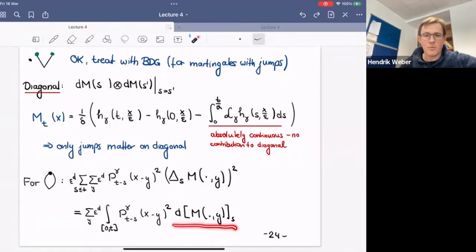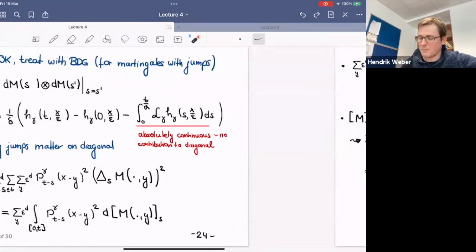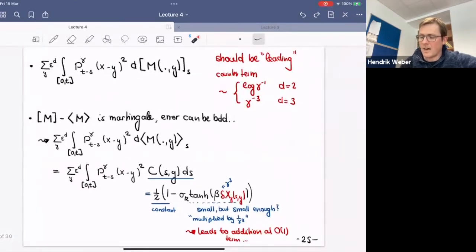But this time, one has to be a bit careful. This is not the predictable quadratic variation. This is, if you want, the usual quadratic variation, the one with these brackets and not the one with these brackets. I'm just showing you one of these things we had to fight against. This thing should now be our leading counterterm. So this should be exactly this log gamma inverse divergence in 2 dimensions, and it should be exactly our gamma to the -3 in 3 dimensions.